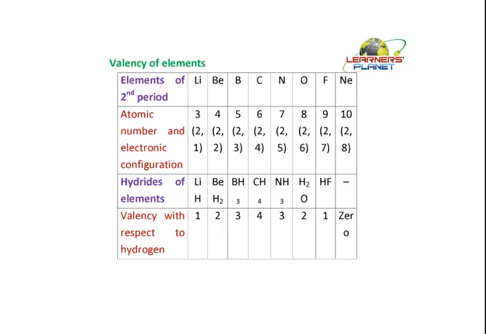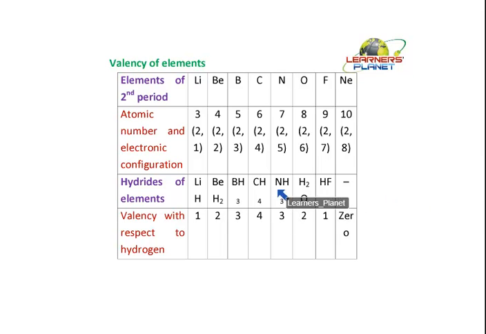See this. Elements of the second period, that is lithium, beryllium, boron, carbon, nitrogen, oxygen, fluorine and neon. So what are their atomic numbers? 3, 4, 5, 6, 7, 8, 9, 10. Their configurations: 2,1; 2,2; 2,3; 2,4; 2,5; 2,6; 2,7; 2,8. Look here, the valency is increasing from 1 to 4, up to carbon. Then it is decreasing: 3, 2, 1 and 0. What happens to the valency, students? It increases from 1 to 4 along the period and then again decreases to 1.